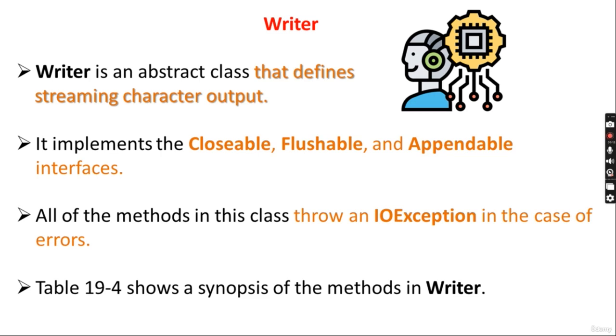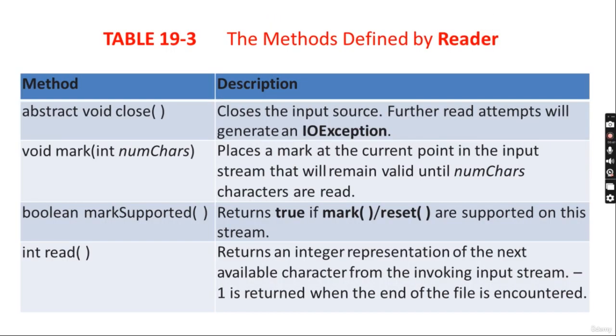Next is the Writer class. Writer is an abstract class that defines streaming character output, where you are giving a stream object in which you will write to a particular file or particular device. It implements Closeable, Flushable, and Appendable interfaces. All will throw IOException in case of errors, and you will see a table for these also.